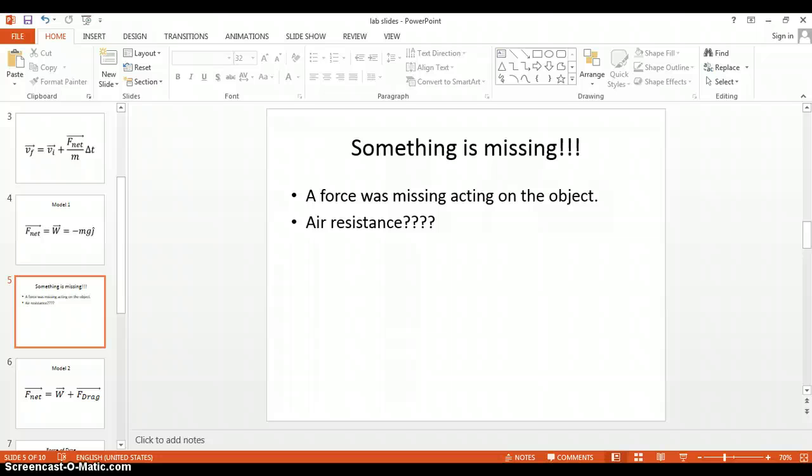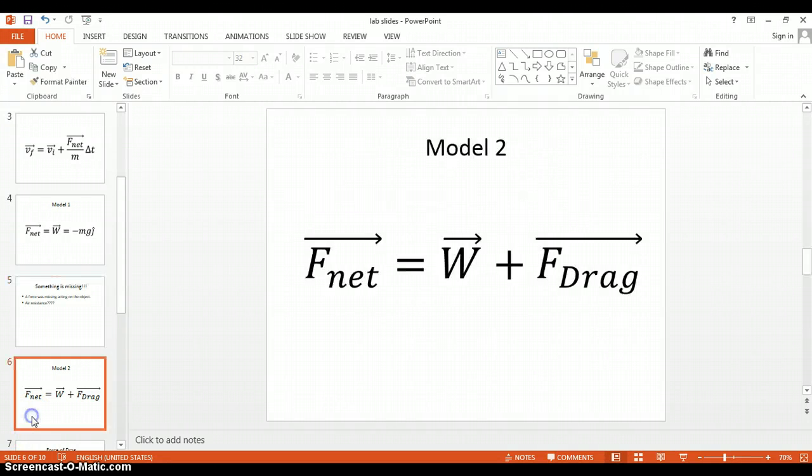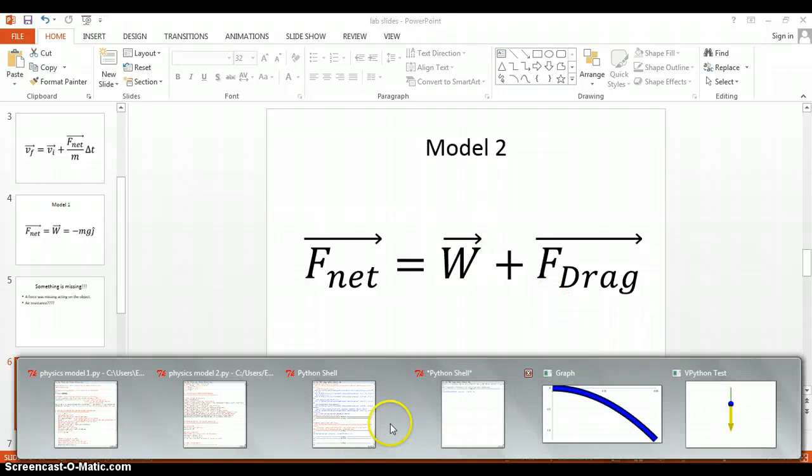In fact, when an object is dropped, it has to cope with the air resistance. And the resistance of the air is called force of drag. So I created a second model where both the weight force and the force of drag were taken into consideration. So I attempted to numerically determine the drag constant.